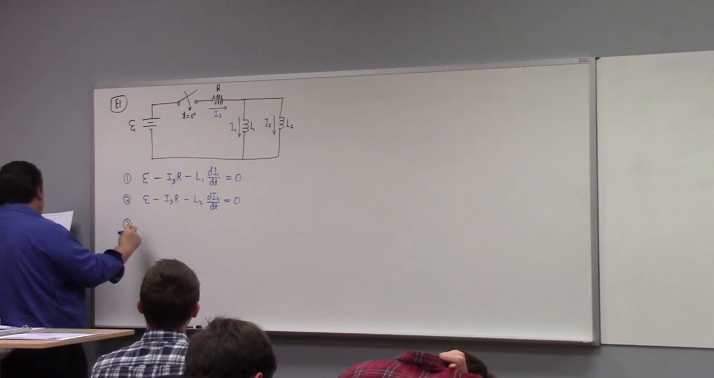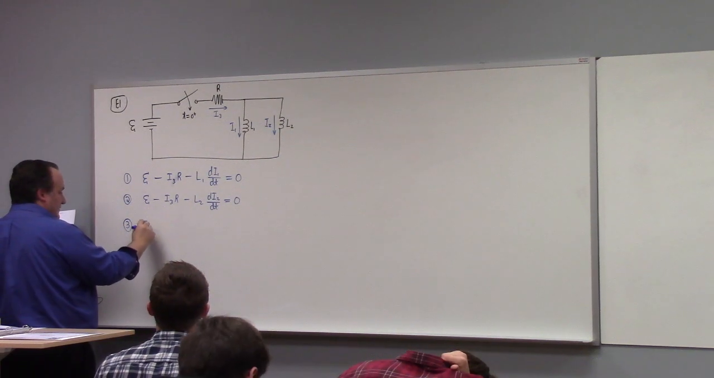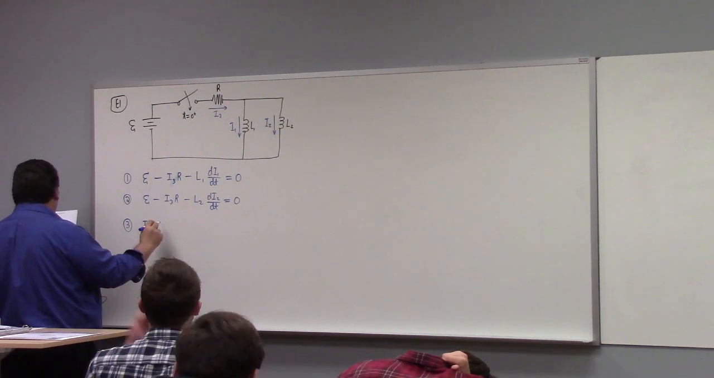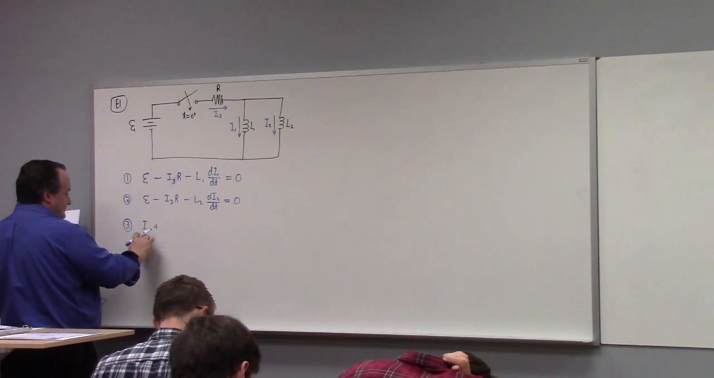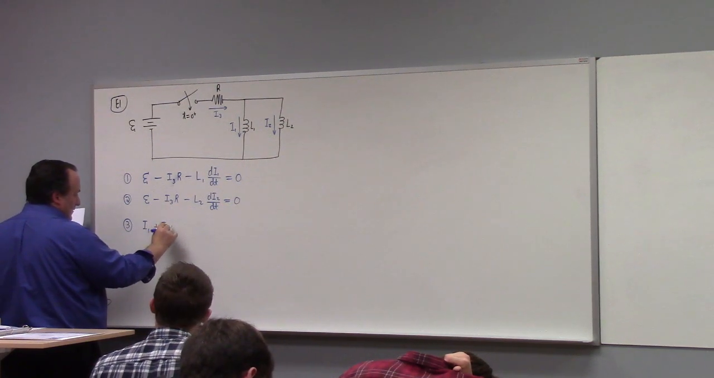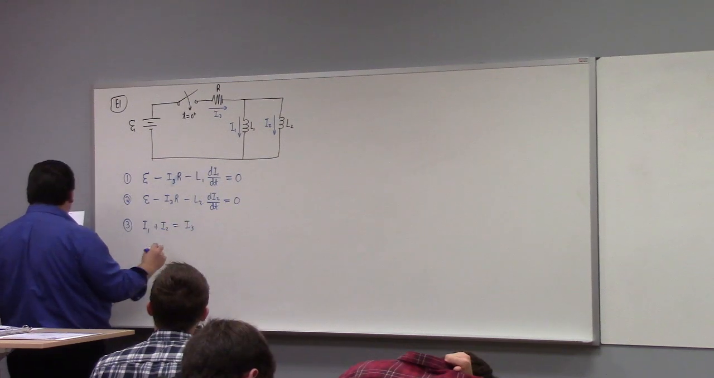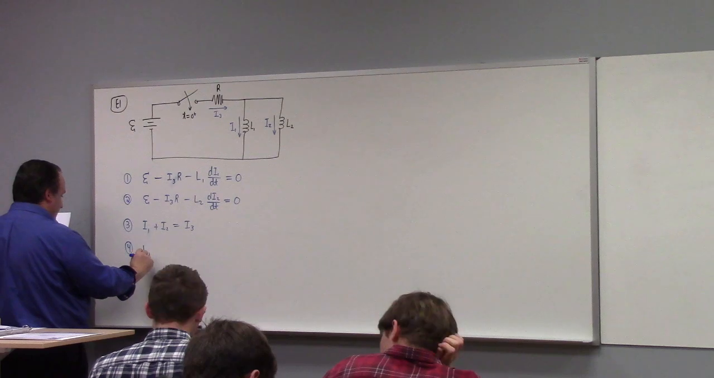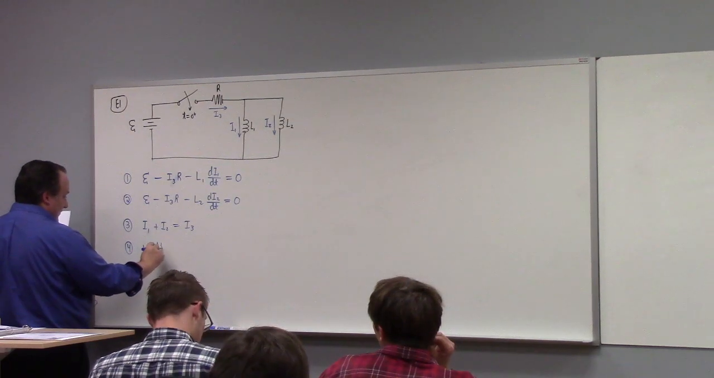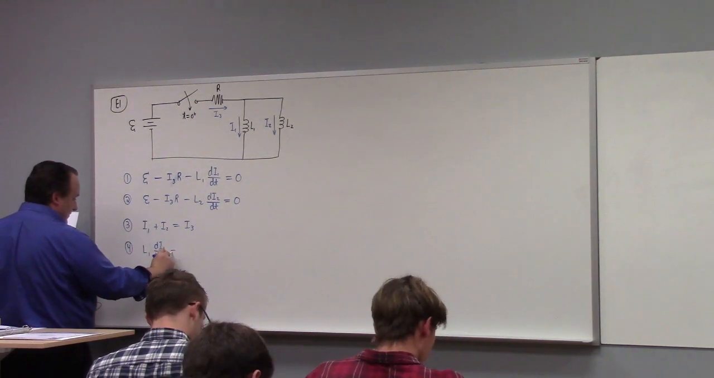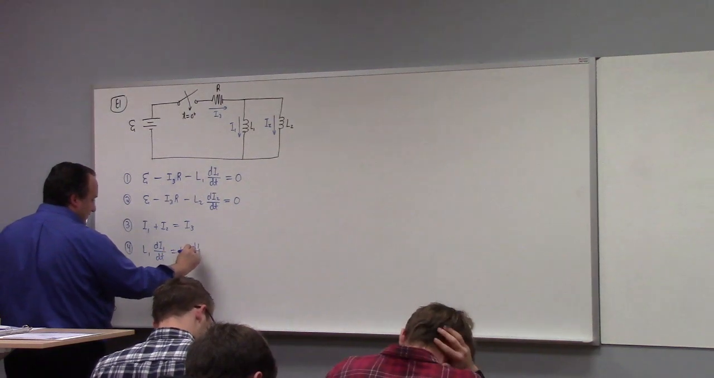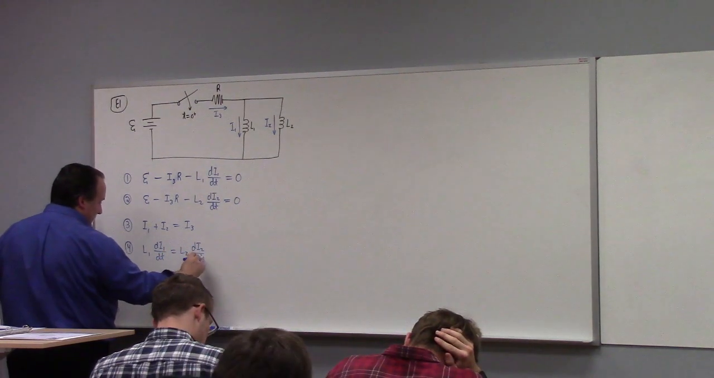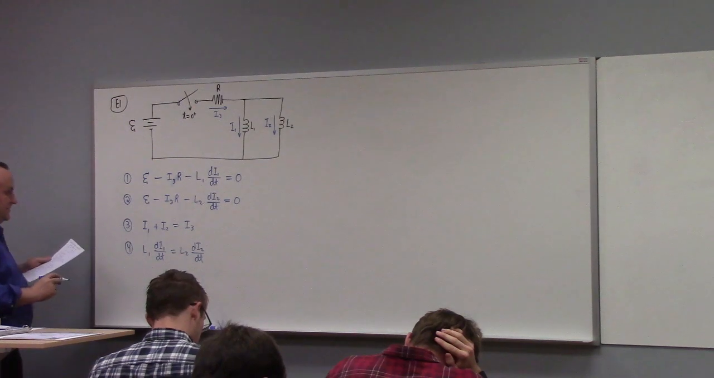3, of course we have conservation of the currents: I1 plus I2 is equal to I3. We have that. And 4, we also have that L1 di1/dt is equal to L2 di2/dt, right? So we got all these equations floating about.